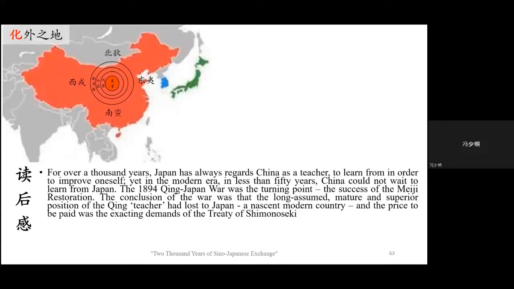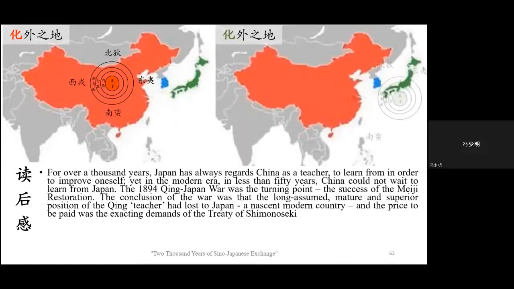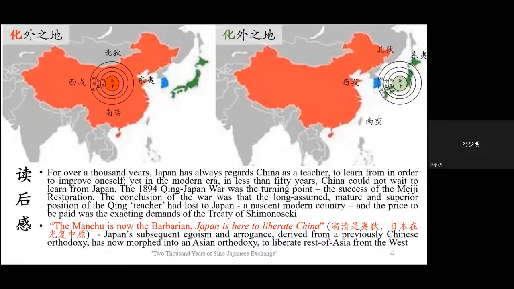For 1,000 years, Japan has regarded China as a teacher to learn from, to improve oneself. But in less than 50 years, China now had to learn from Japan. In 1894, the Qing-Japan War was the turning point. When this orthodoxy has been transplanted to Japan, the Manchu is now the barbarian. And now Japan is here to liberate China, because Japan has taught itself to absorb everything about China. And since the Chinese people are now under barbarian rule, it should be reinstated towards the Orthodox.